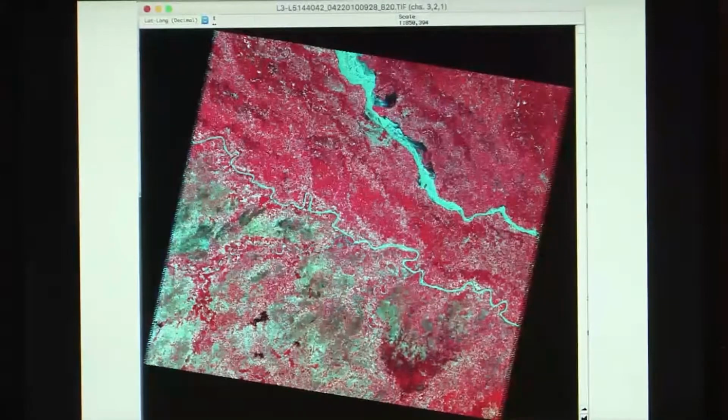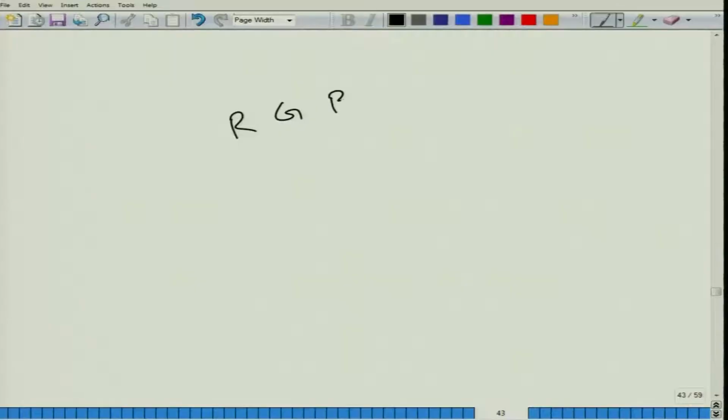So, in the case of a standard FCC, what we do is this. Normally we have R, G and B, and we are showing red here, green here and blue here. In the case of a standard FCC, we show infrared, red and green as red, green and blue.